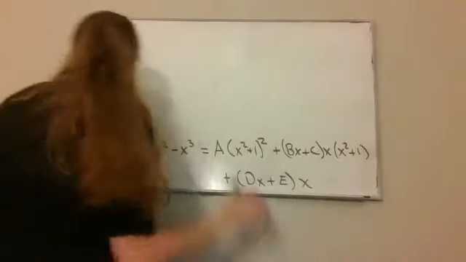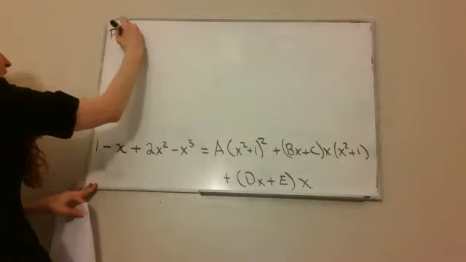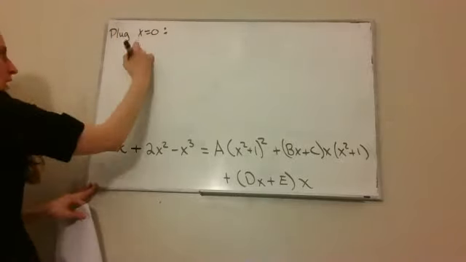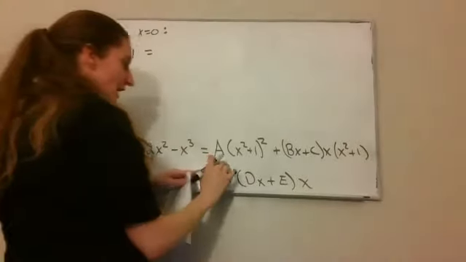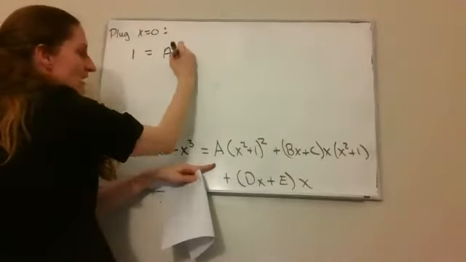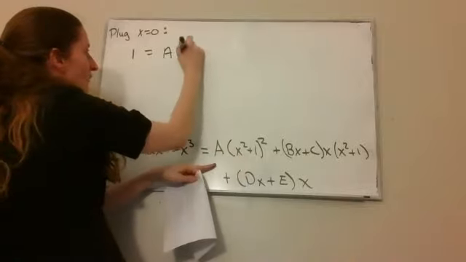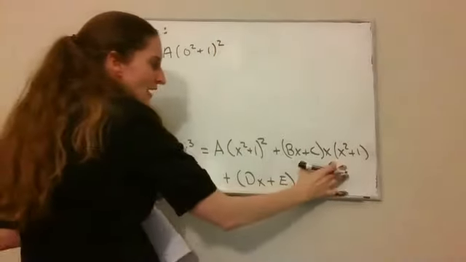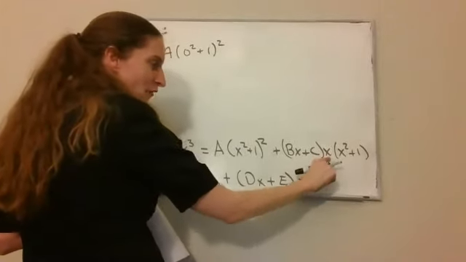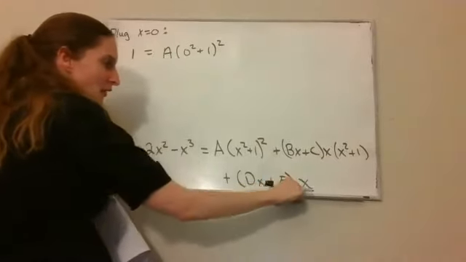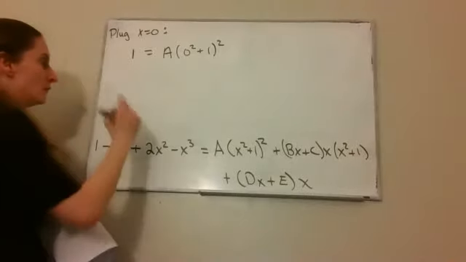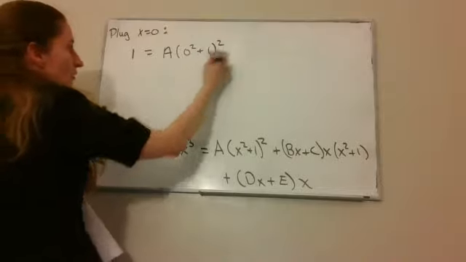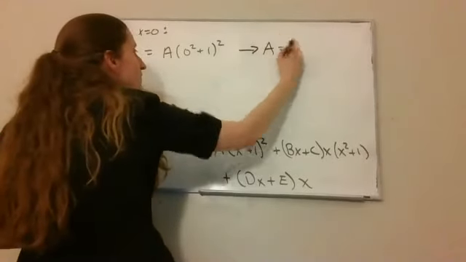So if I plug x equals 0 into this, the left side will become 1. The right side, I'm going to have my a times 0 squared plus 1 squared. And then this bx plus c term goes away because I have an x multiplied. And same with this last term, it's multiplied by 0. So I get 1 equals a times 1. So a is 1.